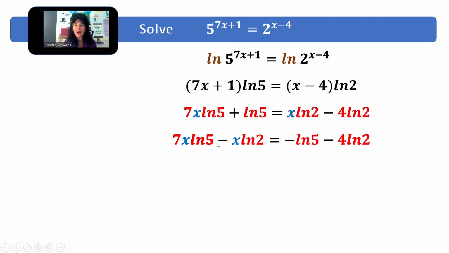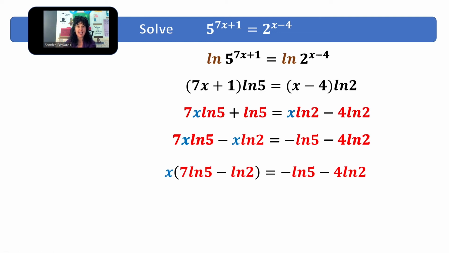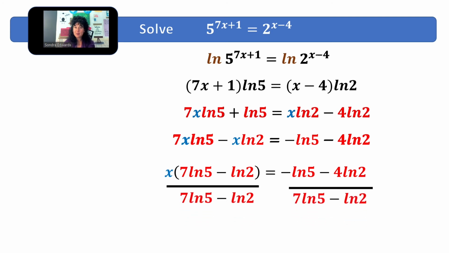I cannot combine what's on the left, but since I have all the x's on the same side, I can factor out that x. And then 7 multiplied by the natural log of 5 minus the natural log of 2, that's just a number. So a number times x, divide by that number. x is going to be all by itself. Make sure when you enter that into your calculator, you put a set of parentheses around the numerator and denominator before you divide.